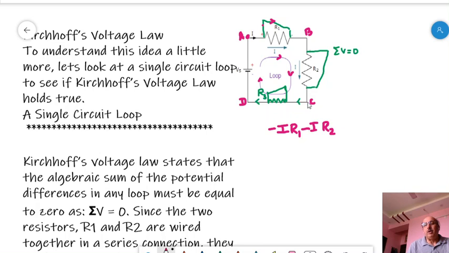For the third appliance, when we pass the loop from C to D, the appliance is R3. The current is again I. So it is again coming from higher potential level to lower potential level, higher to lower. So it is again negative I R3, the potential between C and D.